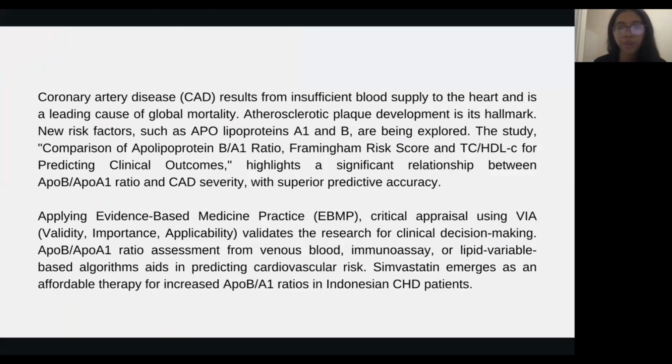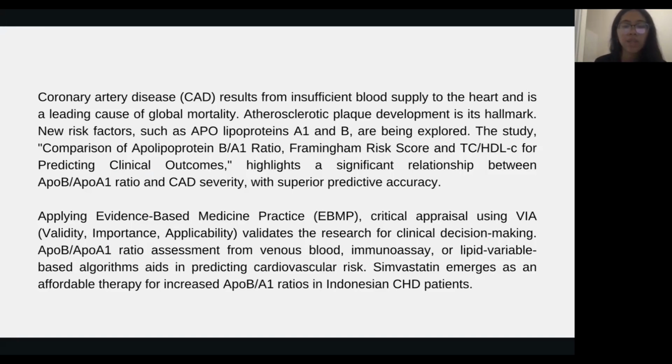The study, entitled Comparison of apolipoprotein B over A1 ratio, Framingham risk score, and TC over HDL-C for predicting clinical outcomes, highlights a significant relationship between the ApoB over ApoA1 ratio and coronary artery disease severity, and in addition, superior predictive accuracy.